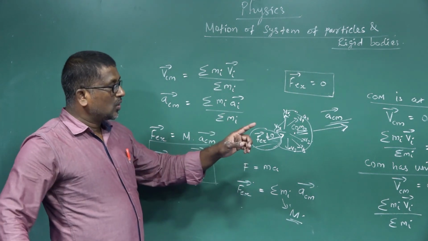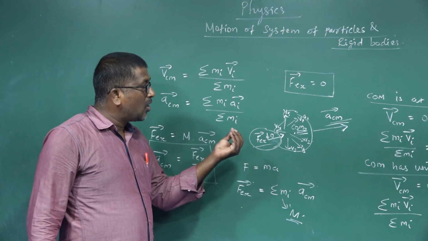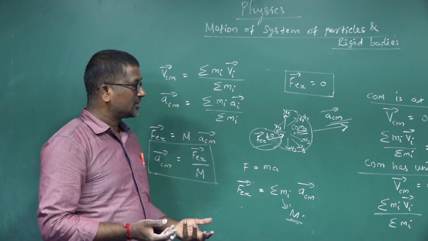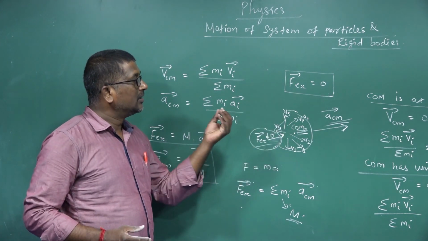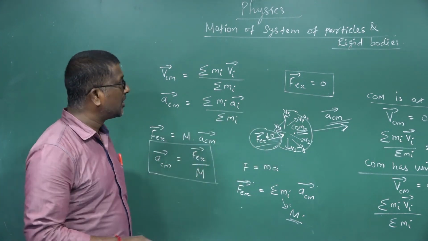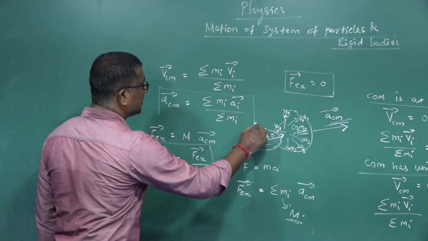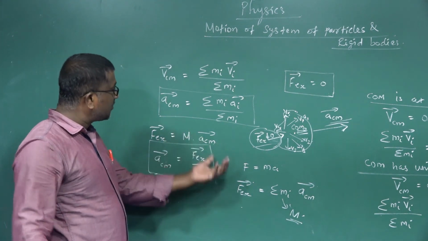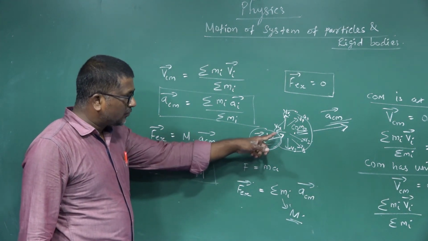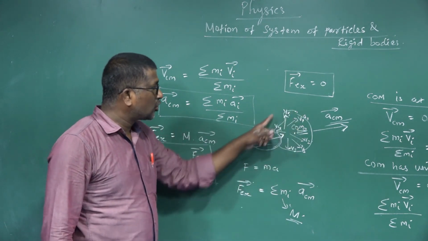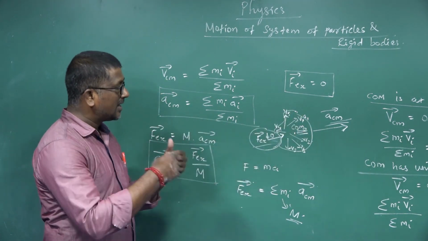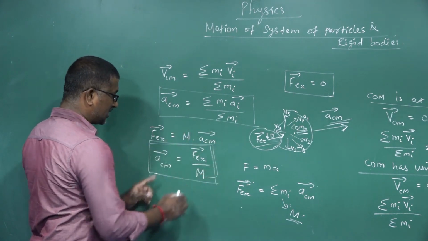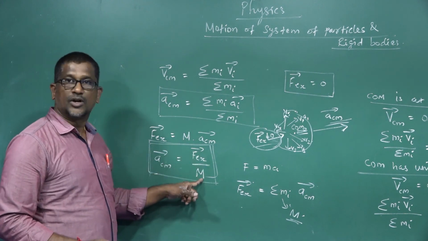So this equation also gives the acceleration of the center of mass. If you know the masses of all the particles in the rigid body and their respective accelerations, then we can calculate the acceleration of the center of mass of the rigid body by using the formula A_CM vector is equal to summation m_i A_i vector divided by summation m_i. Suppose the magnitude of the external force acting on the rigid body and the total mass of the rigid body are known, the acceleration of the center of mass can also be calculated by using the formula A_CM vector is equal to F external vector divided by M.